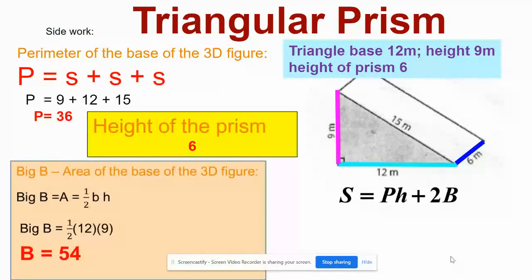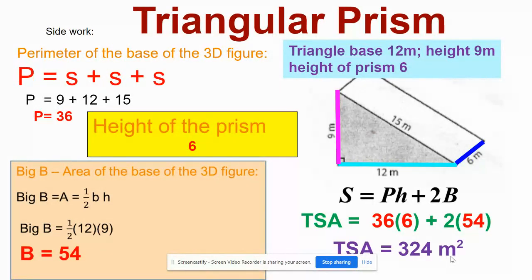Big B, we're going to look at that triangle again. We're going to use the formula half base times height. So we're going to use half of 12 times 9, which gives us 54. We're now ready to substitute values for variables. We got 36 for big P, 6 for the height of the prism, and 54 for big B. Calculate, and we get this triangular prism has a surface area of 324 meters squared.